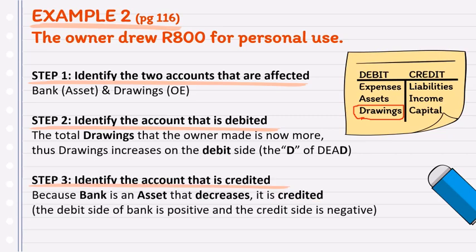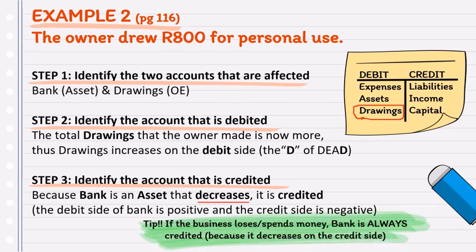Bank is credited, and the reason why is because bank is an asset, yes, so it's part of debt, but now the owner took money from the business bank account, so our bank value decreases, and because it decreases, it is credited. Okay, so I gave you a tip there. Whenever the business loses or spends money, we can't debit bank because bank doesn't increase, it decreases, and accounts always decrease on the opposite side. Okay, so bank is then credited.